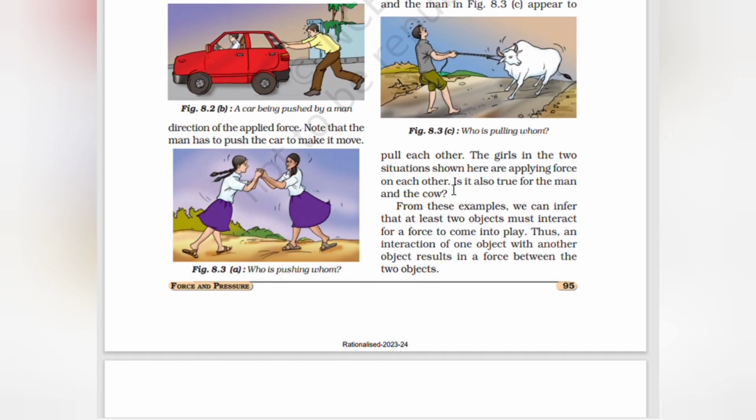From these examples, we can infer that at least two objects must interact for a force to come into play.